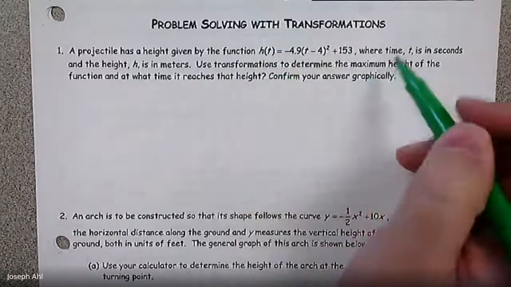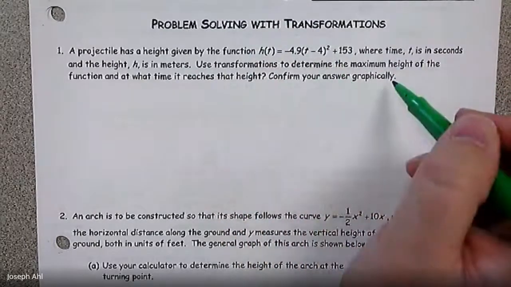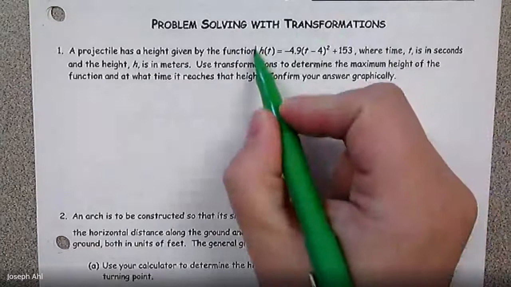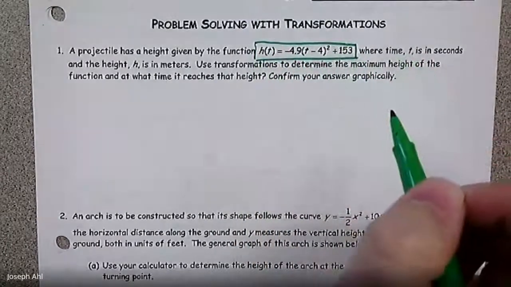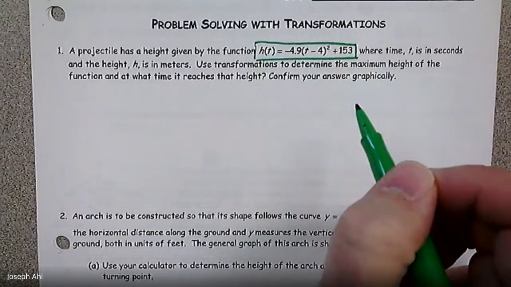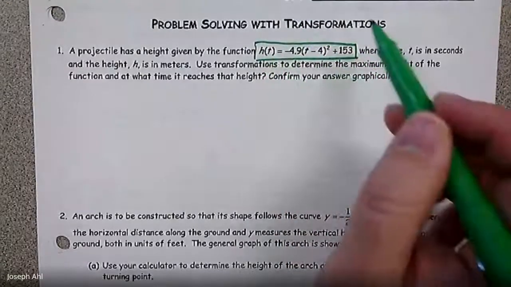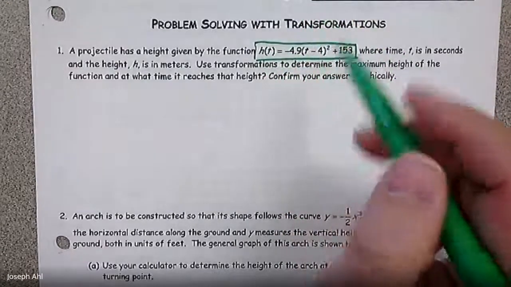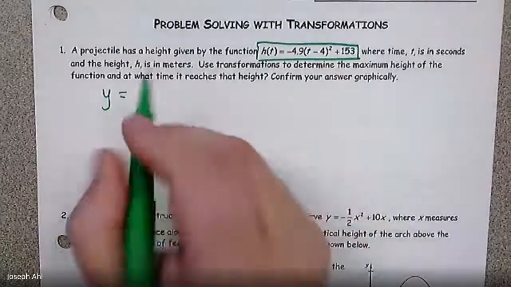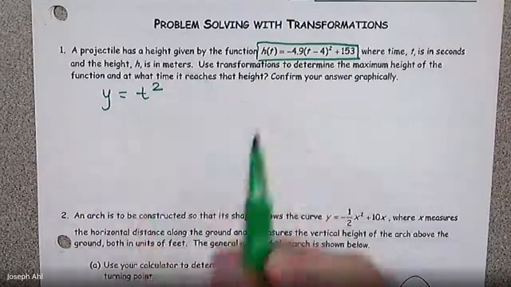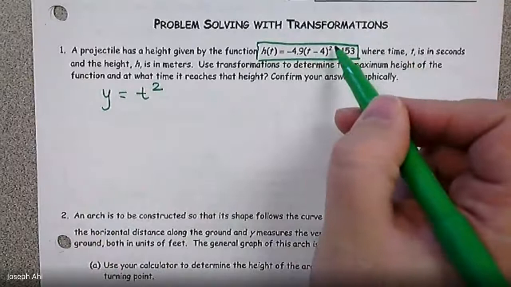Use transformations to determine the maximum height of the function and at what time it reaches that height, and then confirm your answer graphically. So we're looking at this function here. What I'd ask you to consider is, what's the original function that's being transformed? Because if we can think about that, we can then think about all the different transformations that occur to this given function. So I encourage you to start by thinking about y equals x squared, or if you want to keep it t, y equals t squared. The original function is something being squared.